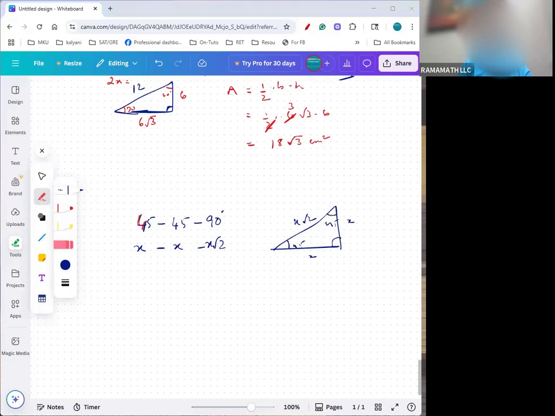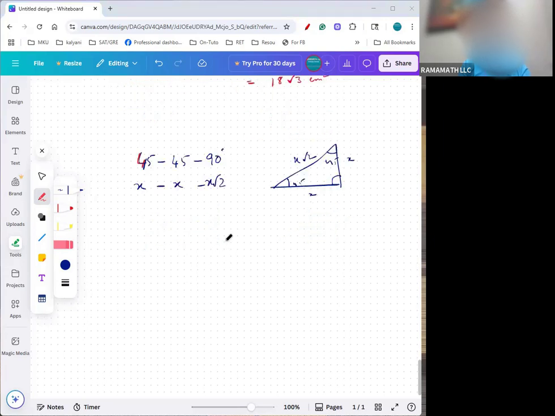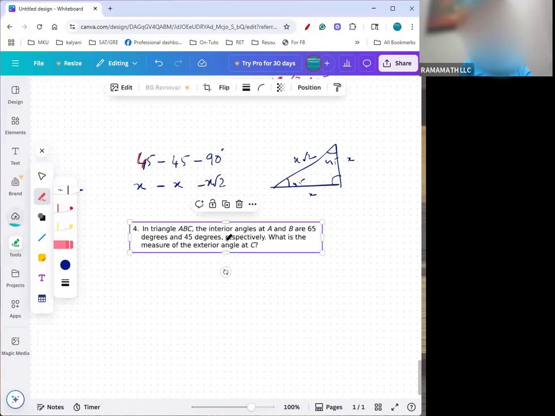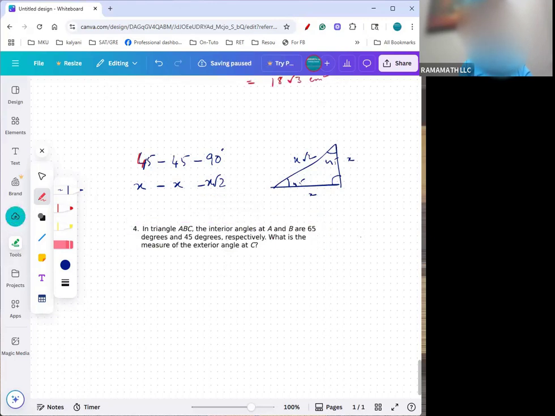Let's do some practice questions on this. Not exactly on this one, but let's do a couple of practice questions. Go ahead and answer this one. This is not 45, 45, 90, but it is similar, and not the one we did before.